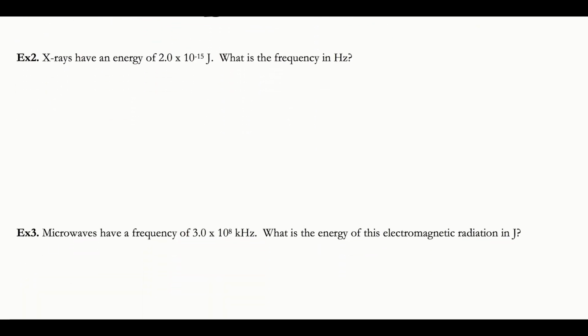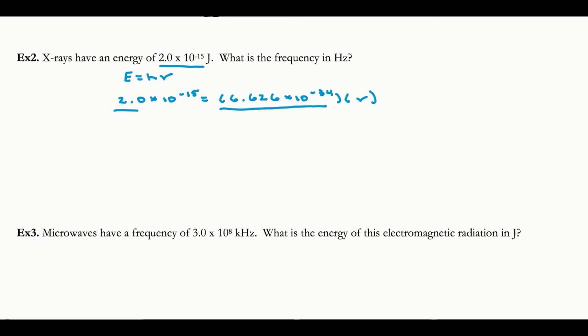X-rays have an energy of 2.0 times 10 to the negative 15th joules. What is the frequency? So now, using my formula, I'm given the energy, and I'm asked to solve for frequency. So I'm going to plug in this for my energy, 2.0 times 10 to the negative 15. Okay. I know my Planck's constant, and I'm solving for frequency. Okay. So what I'm going to do now to solve for frequency, I need to divide both sides by Planck's constant.